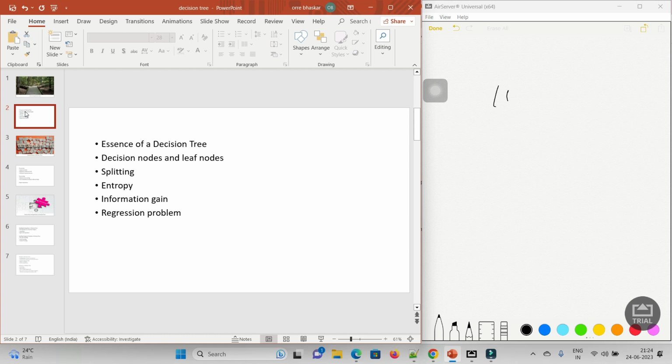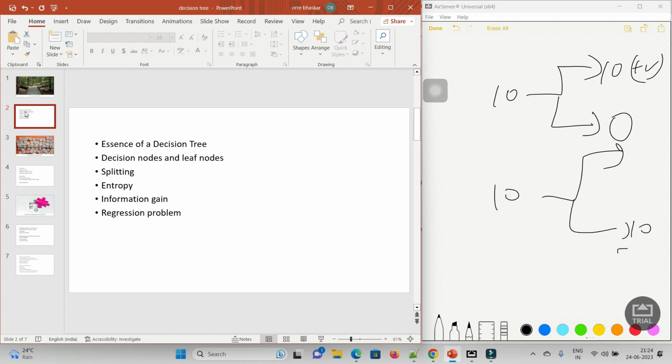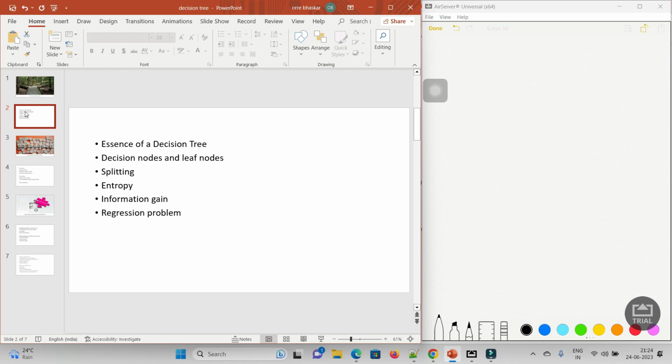That means if we have 10 data points, all 10 data points are either positive or all 10 data points are negative. That's what perfect classification represents. Whereas in the case of entropy equal to 1, if you have 10 data points, we have 5 data points as positive and 5 data points as negative class. This is what entropy 1 represents.